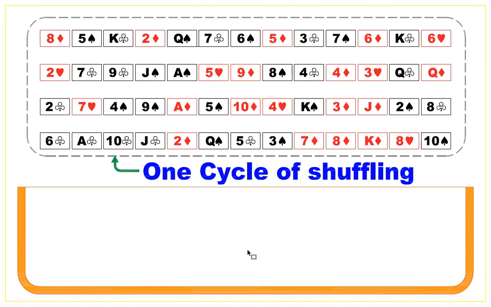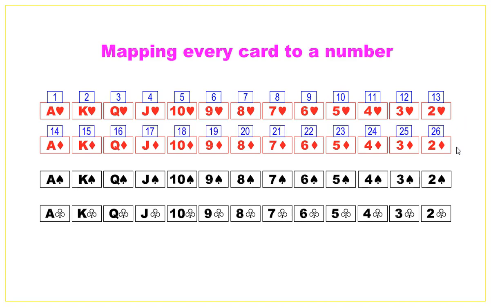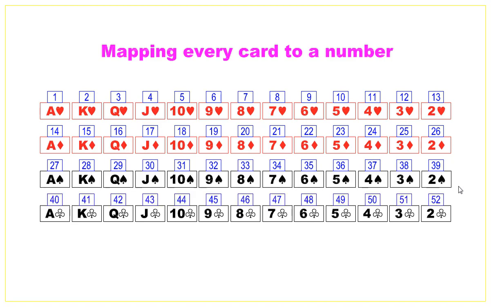Now the question is, how many possible outcomes can we get out of this experiment, or how many possible shufflings can we get if we repeat it a billion times, quadrillion, vigintillion, and so on. So to do that, we are going to map every card to a number. We take the heart cards, we map them from 1 to 13. The diamond cards, from 14 to 26. The spades, from 27 to 39. And the clubs, from 40 to 52.